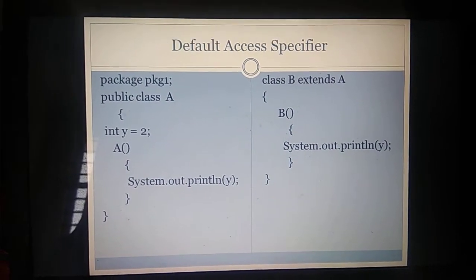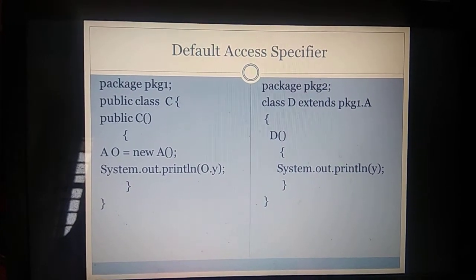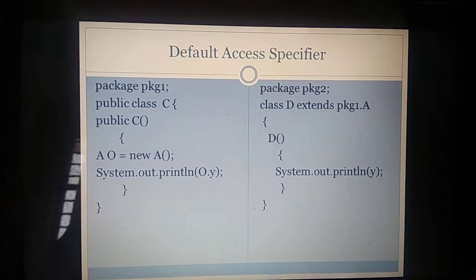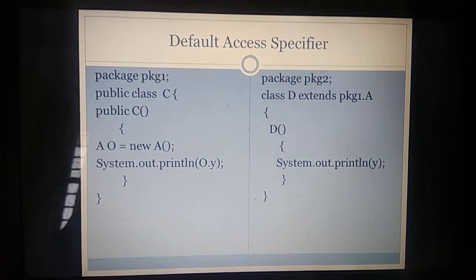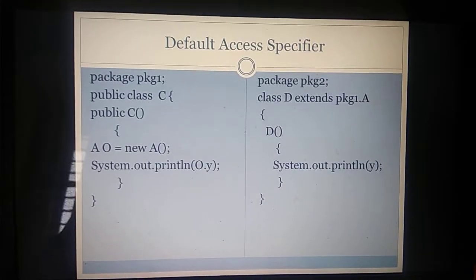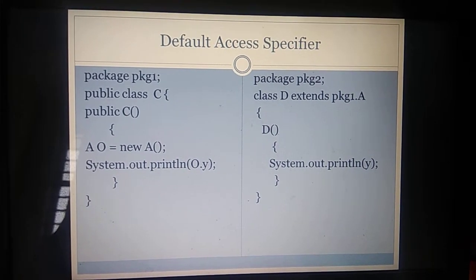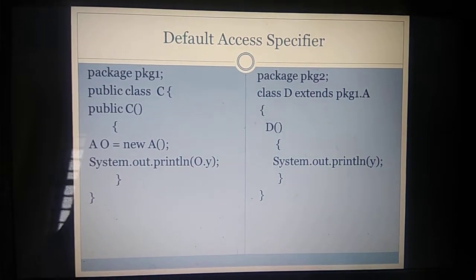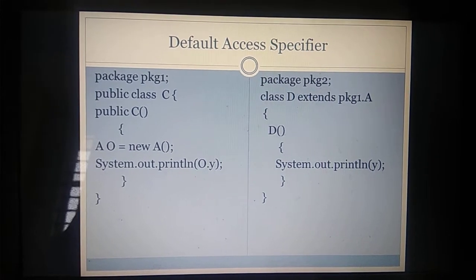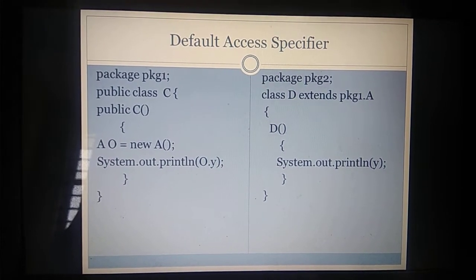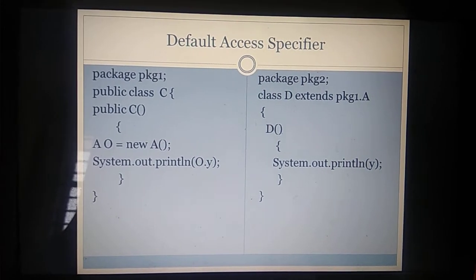Next we are moving to the next code. In the next code we are in the same package 1, and we are creating one more class. The class name is C. Already we created two classes: class A is the first class, class B is the subclass of class A, and this is the third class, class C. Inside class C we are creating a constructor. Inside the constructor we are creating an object for class A, because inside class A we created the default variable.